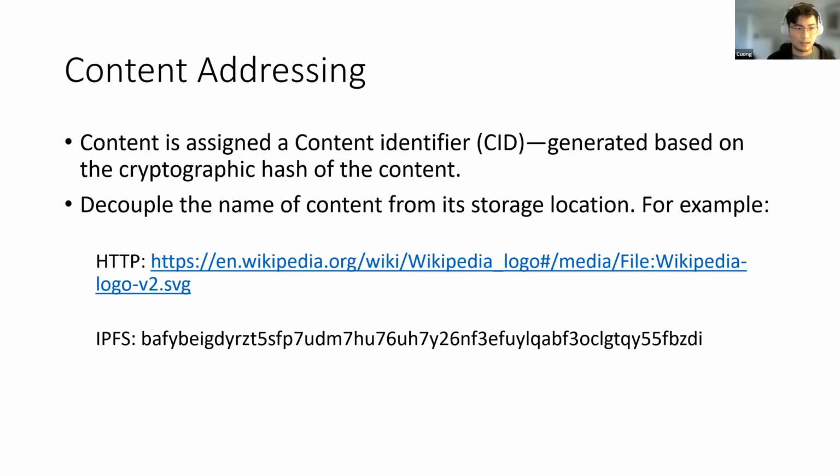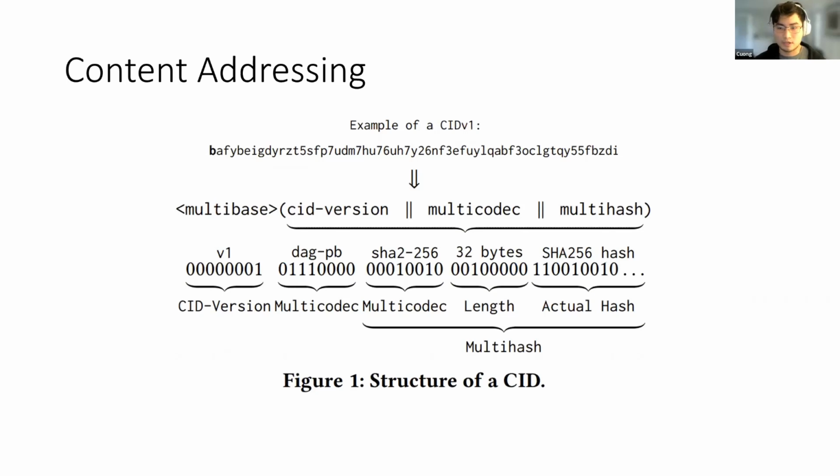But in IPFS, a content identifier is a string of numbers and letters, and you can use this CID to fetch the file no matter where the content is stored. This is the structure of the CID. It has 4 fields. The first field is the multi-base, which indicates the base encoding of the CID. And in this example, B stands for the base 32 encoding. The next field is the CID version.